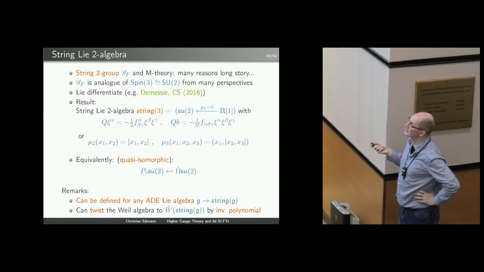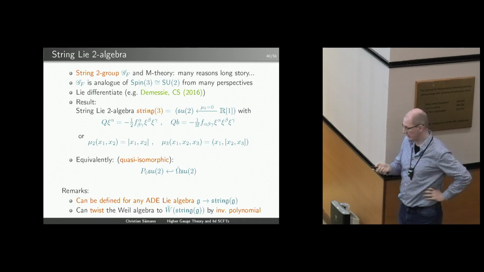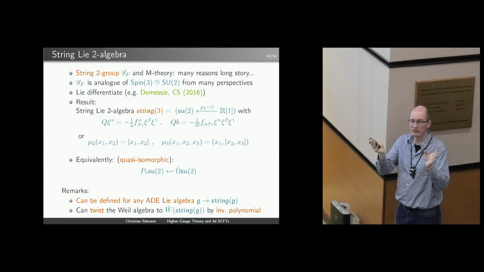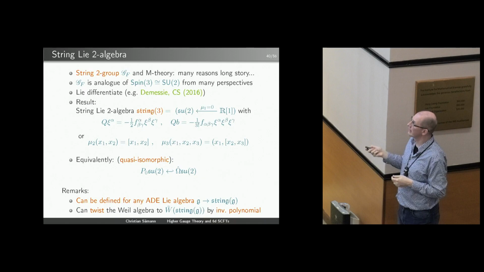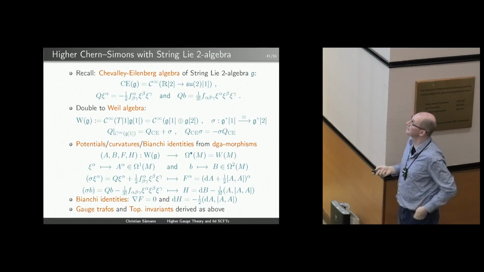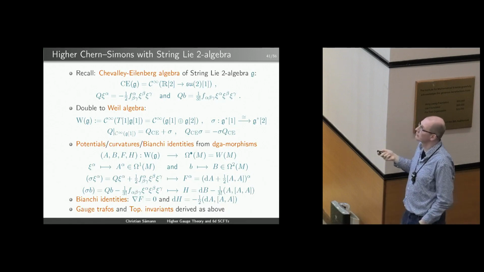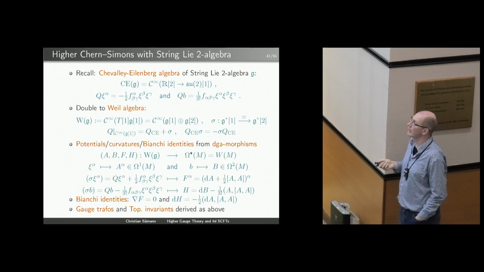And also we can twist the Weil algebra for this thing by invariant polynomials to get really the structure that we want, right? Remember that there was this thing between Chern-Simons theories, higher Chern-Simons theories, and 1-0-2-0 theories with non-trivial curvatures, that we somehow need to modify the Weil algebra a little bit. And this can be done for this case in a nice way. Okay, so the Chevalley-Eilenberg algebra for the string Lie 2 algebra looks like this. You can double it to the Weil algebra, which looks like this, right? And then you just derive the potentials, curvatures, Bianchi identities for our gauge theory.